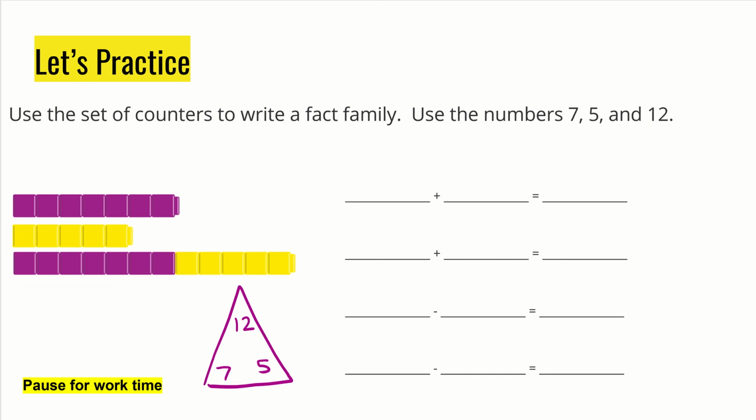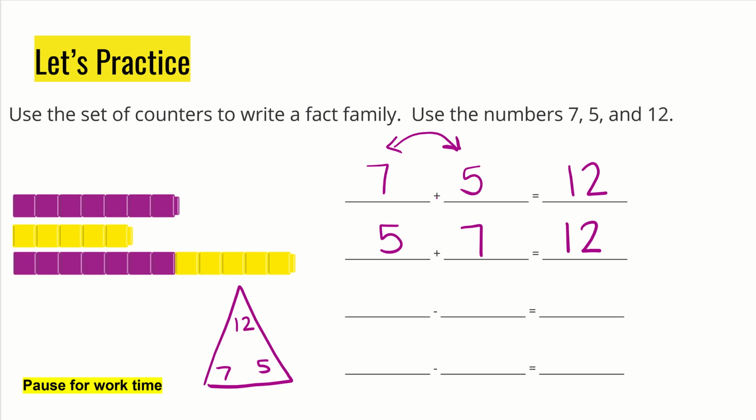Great job, first graders. Let's go over this. So we know we have addition here, so we're going to add our two small numbers. We have purple and yellow. And so I have 7 plus 5. And because my fact family is there, I already know that that equals 12. And then I know I can switch these numbers, and I can say 5 plus 7 also equals 12.